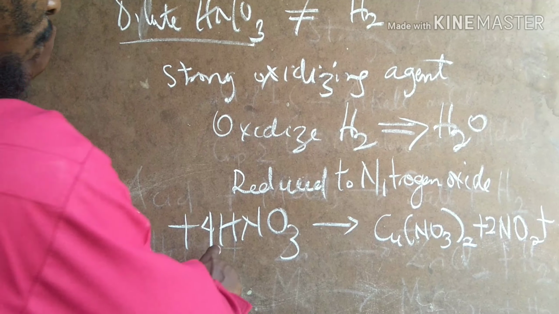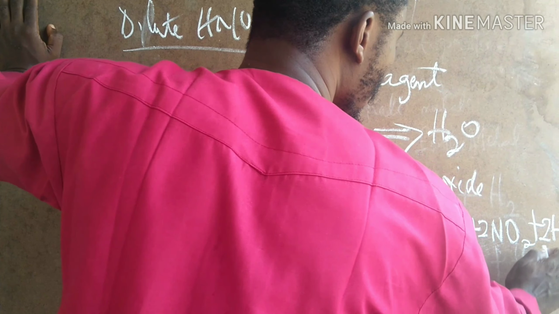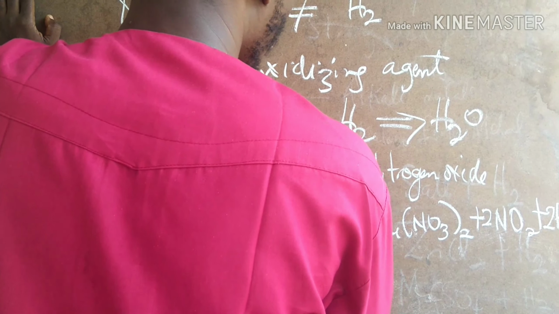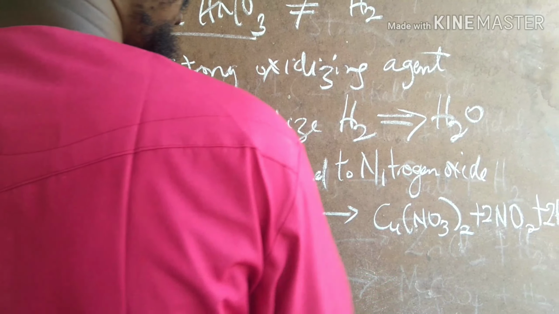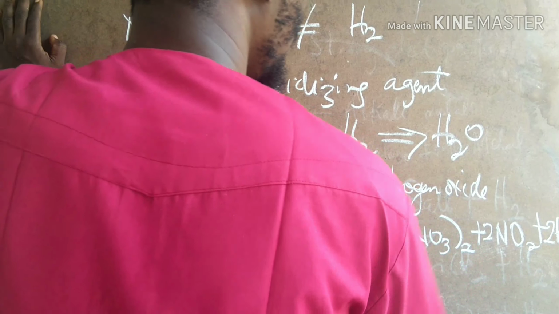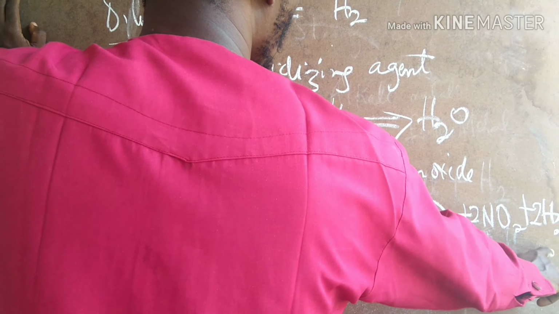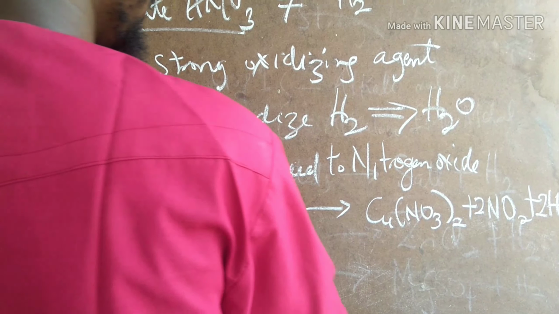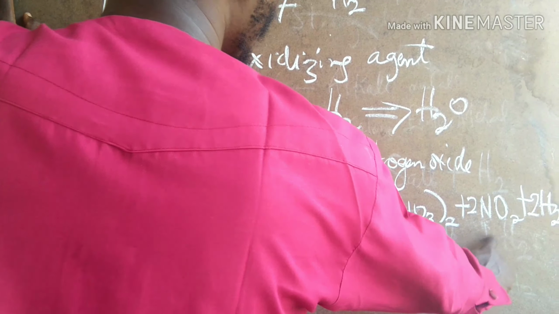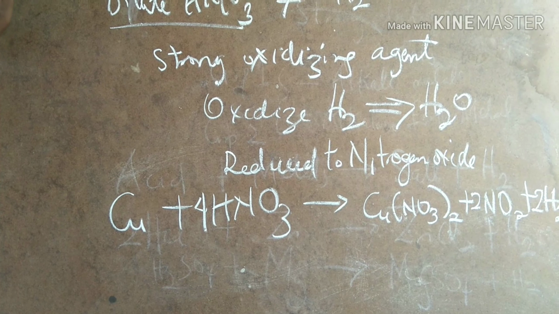Let's check it. Okay, 4. This one is 4. Okay, 2 here also. 4, 4, 4, 2, 2. That's 4. So you can see now. So the hydrogen gas that we're expecting has been what? Has been oxidized to what? To water. And as such, the nitric acid has been reduced to what? Has been reduced to nitrogen oxide. Is that clear now? Is that clear?